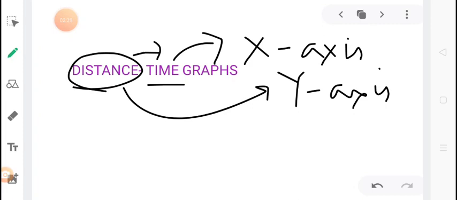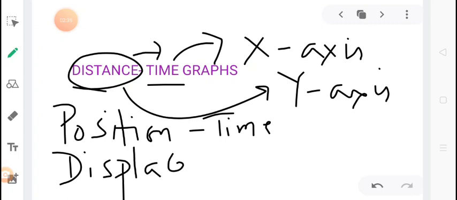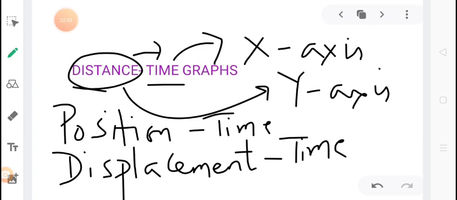Now apart from being called a distance time graph, this can also be referred to as a position versus time graph or displacement versus time graph. Okay, so we will be focusing on different situations for which we can draw distance versus time graph. Let's begin with the first one.